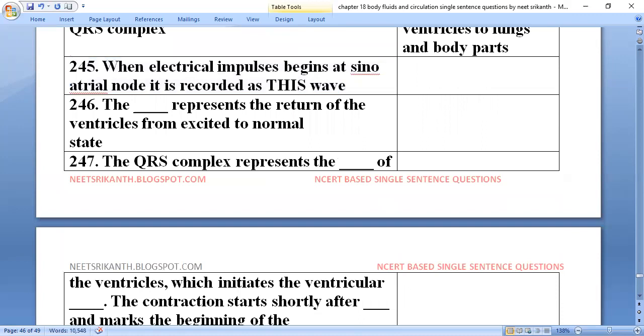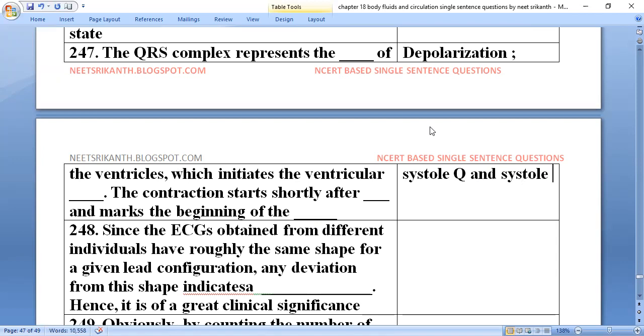Next, when electrical impulses begin at the sinoatrial node, it is recorded as this wave, P wave. The return of the ventricles from excited to normal state is the T wave. QRS complex represents the depolarization of ventricles, which initiates the ventricular systole. The contraction starts shortly after Q and marks the beginning of ventricular systole.